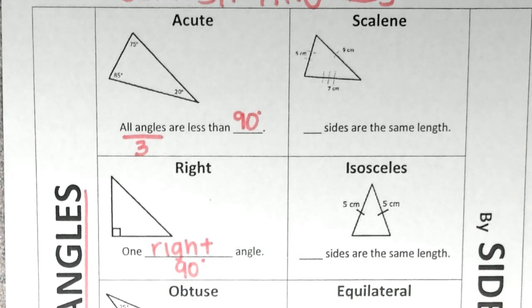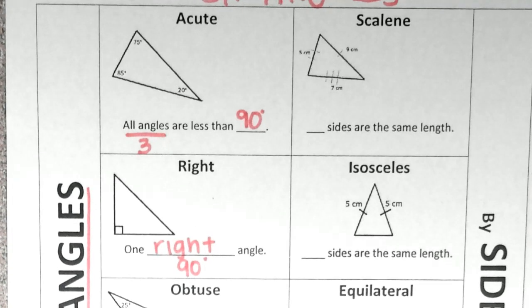All right. What about, can you have two 90-degree angles? Yes or no? Think about it. If I make an L with my hand and I have another right angle and I put them together, can I turn that into a triangle if those are right angles?